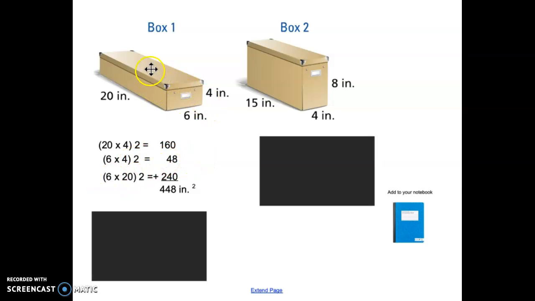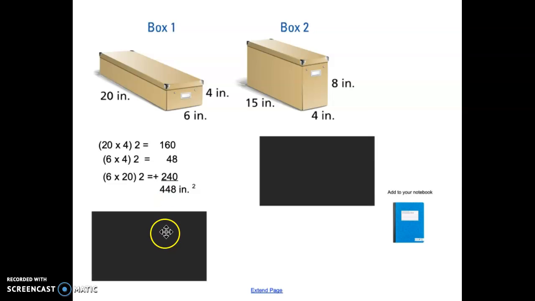And then we've got this top and bottom, which measures 6 here and 20 along the long edge. So that's 6 by 20. We've got 2 of those faces, so we multiply by 2. We get 240. We add that up, we get 448 inches squared.